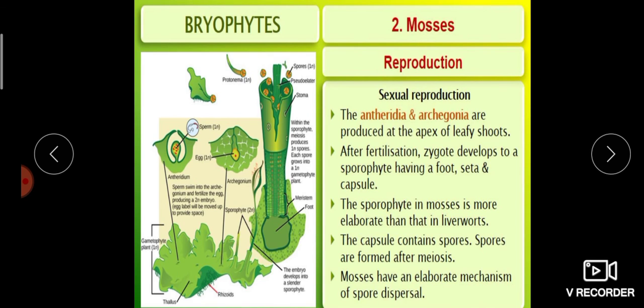Then come to the sexual reproduction part. Sexual reproduction involves the antheridia and archegonia. Antheridia produce antherozoids and archegonia produce eggs, and these eggs and antherozoids fuse to form a zygote which develops into the sporophyte, having a foot, seta and capsule. The sporophyte in mosses is more elaborate than in liverworts. The capsule contains spores, and the spores are formed after meiosis.